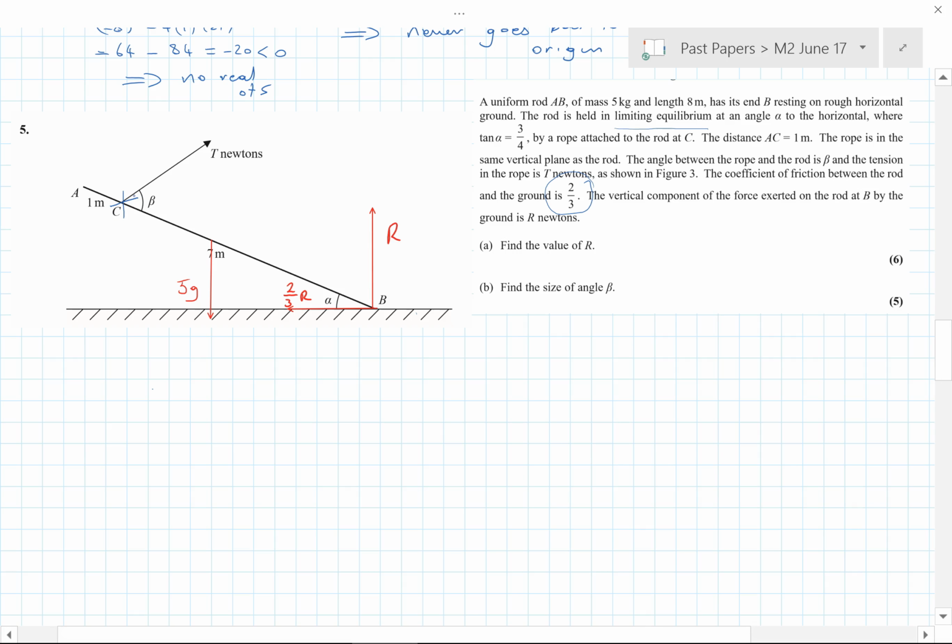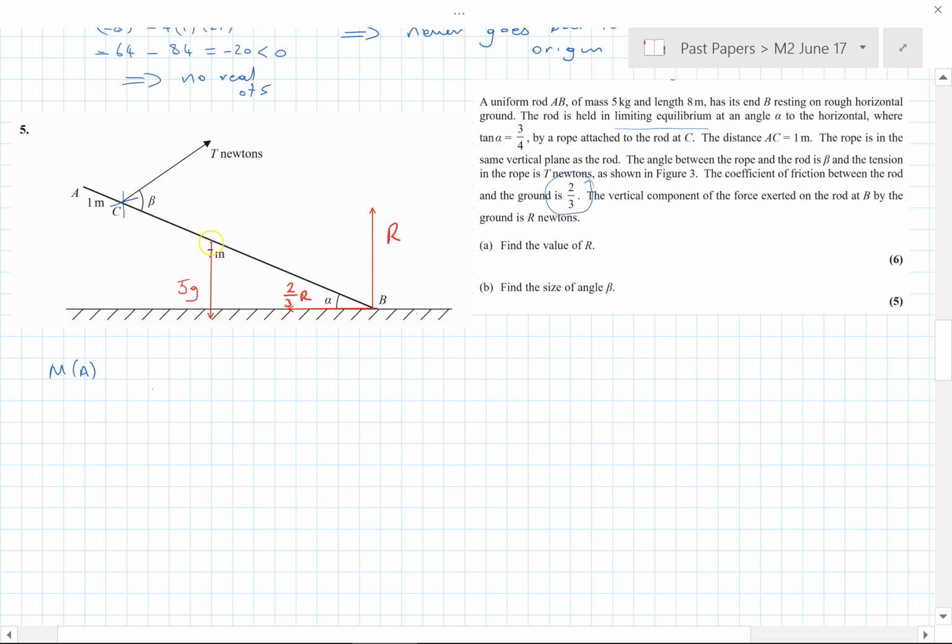I think sometimes some students are not inclined to take moments about a point where there's no contact, where it's freely, but you can take moments about any appropriate point, and here it's definitely appropriate about C, because T is not going to be in the equation, which also gets rid of the problem of beta. So let's take moments about C.